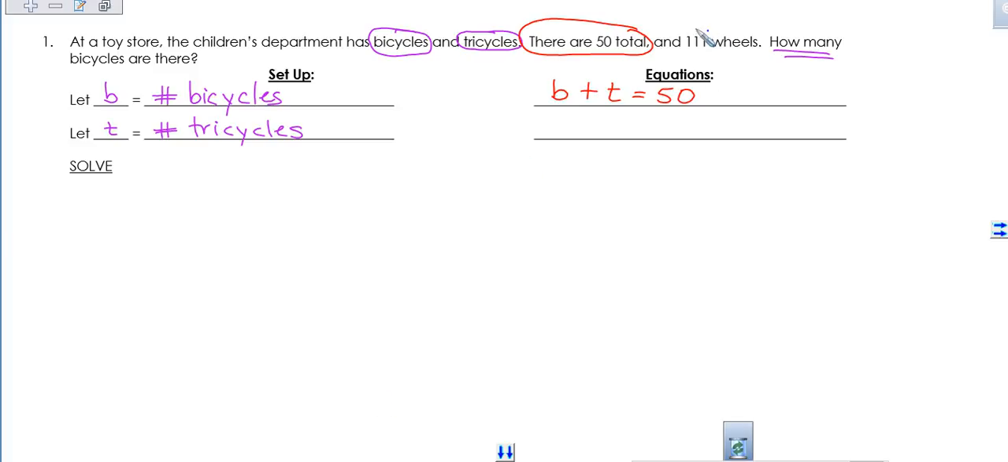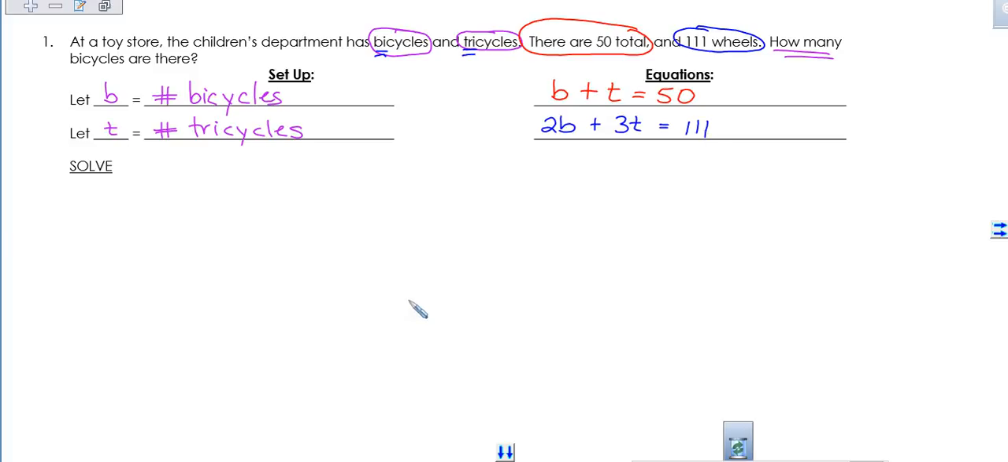So now we'll talk about the 111 wheels. So now this is going to come back to what do you know about bicycles and wheels and what do you know about tricycles and wheels? Okay? Well, everybody should know bi means two because a bicycle has two wheels. So there's two wheels on a bicycle. Okay? Plus we have some tricycles, and tri means three. So there's three wheels on a tricycle, or each bike has two wheels, and each tricycle has three wheels, and in all, or in total, there's 111.